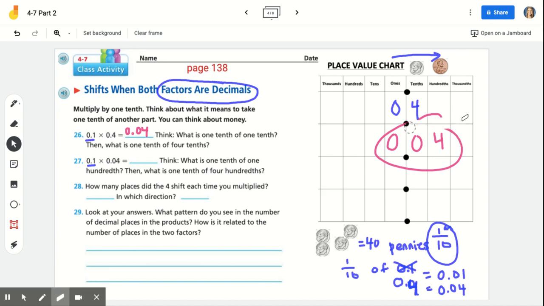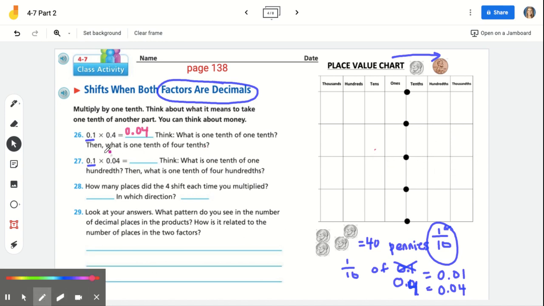Now we're going to be multiplying 1/10 times 400ths for number 27. So go ahead and erase your place value chart. We're going to write in the opposite factor in which we're multiplying 1/10 by, and it's 400ths. Go ahead and add that into the first row just like I did. Do you have a 4 in the hundredths place value? And it says, think, what is 1/10 of 100th? Then what is 1/10 of 400ths?